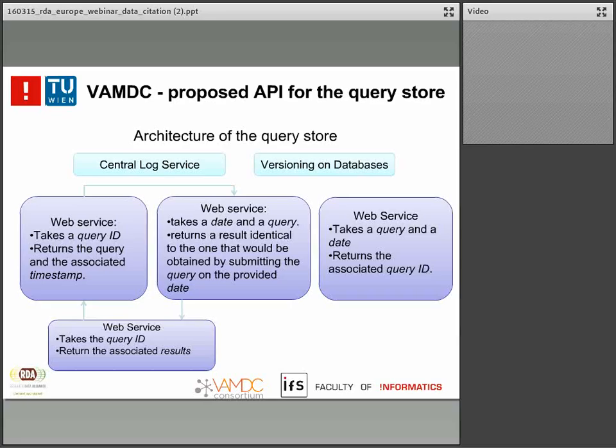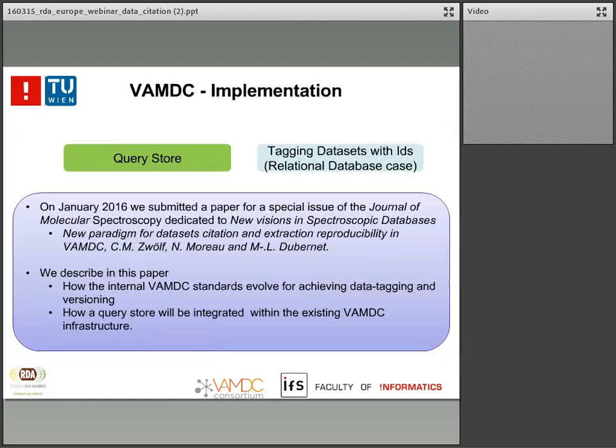And they are now currently implementing, they have implemented the query store and are now implementing the web services that would then allow you to get a persistent identifier and send it to the web service. The web service would then return the timestamp. This would be sent to another web service that would then send the query to the respective databases, and they would then rerun those individually and return the associated data. And mind that the timestamps are not synchronized across all those databases, because that would be horrendously expensive, but each database individually keeps its local timestamps.